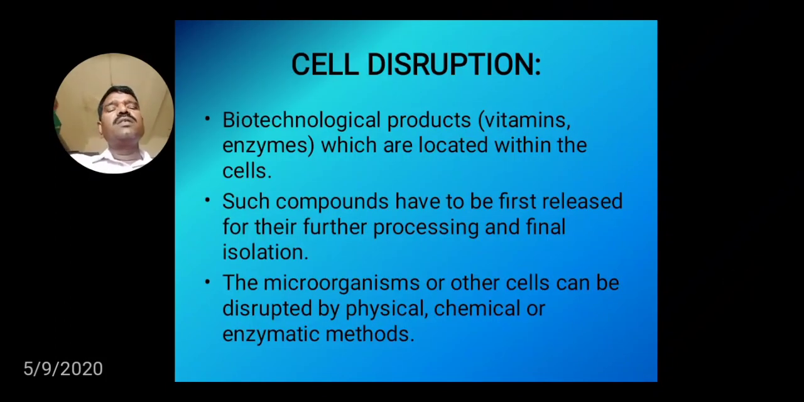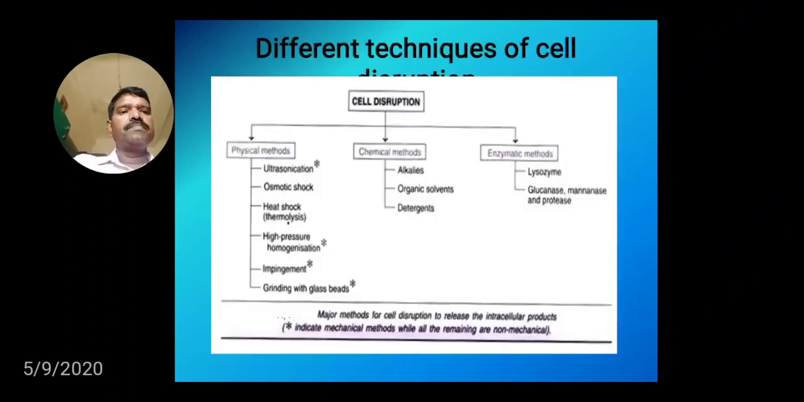Cell disruption. The cell disruption is used to recover the biotechnological products like vitamins and enzymes which are located within the cells. Such compounds have to be first released for their further processing and final isolation. The microorganisms or other cells can be disrupted by physical, chemical, or enzymatic methods. So these are the different methods of the cell disruption. It includes physical methods, chemical methods, and enzymatic methods.